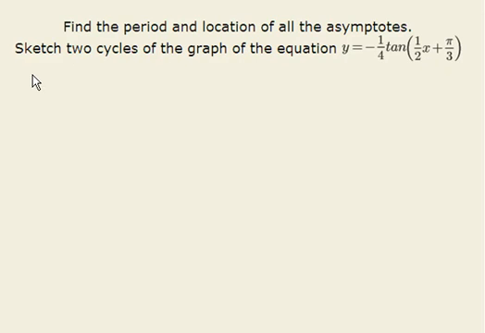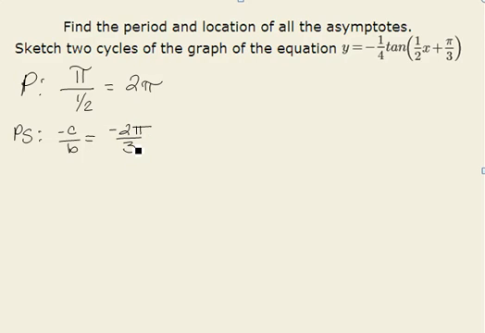We will recognize that its period is given by pi, because that's the original period for tangent, over b, which is 1/2, which gives us a period of 2 pi. Our phase shift is equal to the opposite of c over b, which is the opposite of pi over 3 divided by 1/2, which gives us the opposite of 2 pi over 3. We are now ready to find our one-cycle interval.